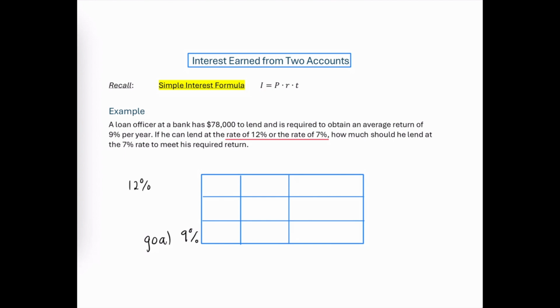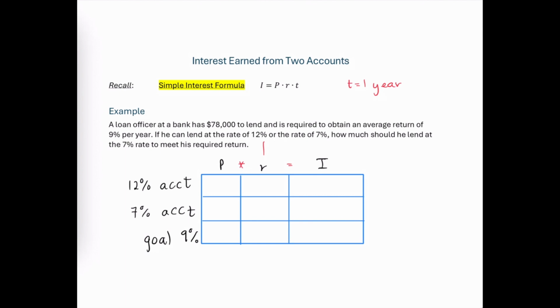Let's let the first row contain information related to the 12% account, and the second row will contain info about the 7% account. The column headers are going to be such that we multiply the first two columns together to come up with the third. Although it's not explicitly said, we are looking at 1 year of time, so we multiply the principal times the rate in order to come up with the interest in the third column. So we say principal times rate is equal to interest.